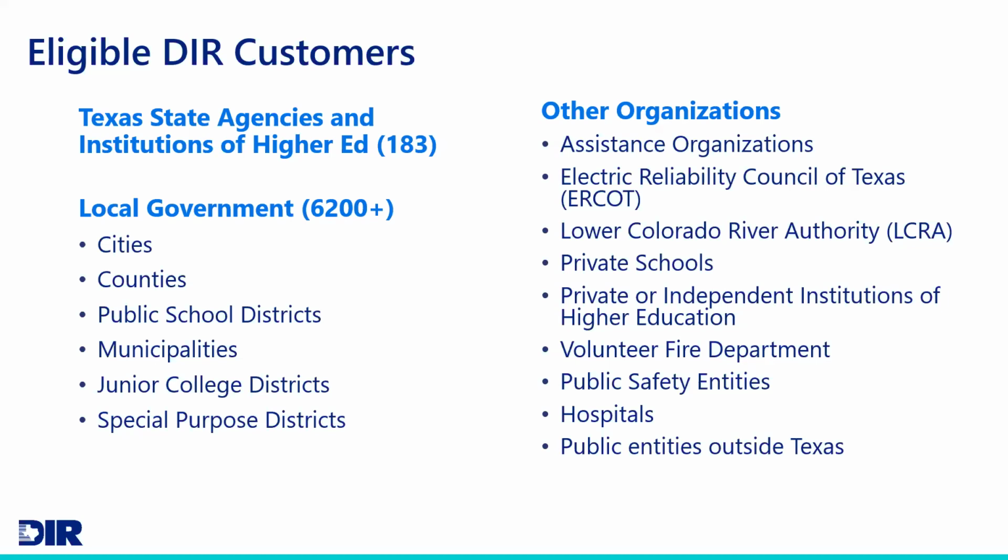And then we also have a large number of public entities located outside of Texas who, when they have an interstate cooperation contract in place with us, are also eligible to procure IT products and services through our contract offerings. That includes out-of-state state agencies, local governments, public institutions of higher education, as well as school districts located outside the state.